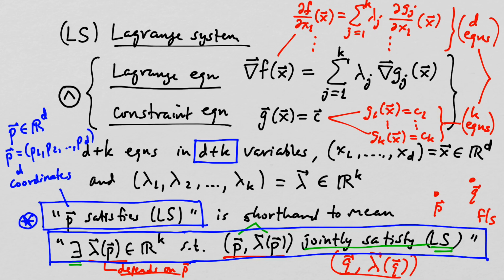All right, so that's one alternative. Alternative one is that the point P satisfies the Lagrange system in this sense. The other alternative is that it satisfies the degeneracy system.